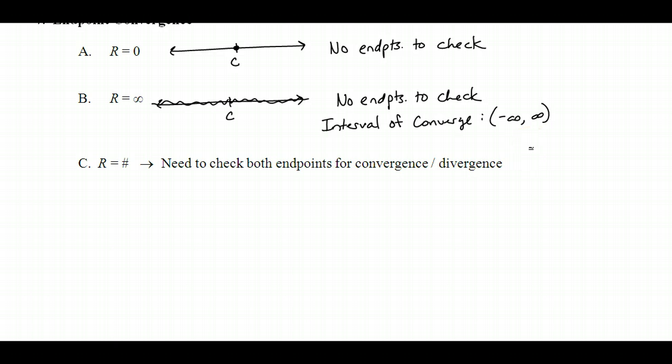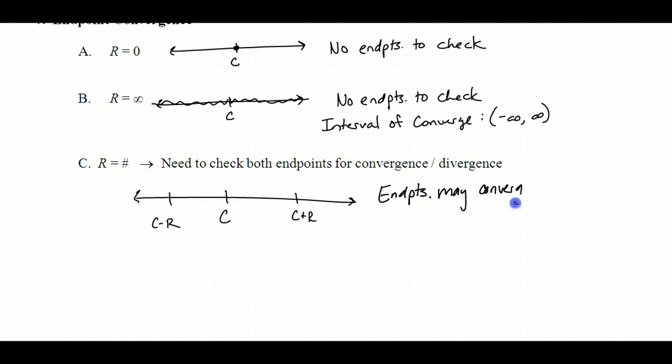And basically then you have 4 different things that could possibly happen. Because if you have one endpoint, here's my center minus the radius, and over here would be the center plus the radius. If the one on the left converges, it doesn't mean the right one is going to converge. Or if the left diverges, it doesn't mean the right one is going to diverge. So you have to check those two things separately. And so there are 4 situations, because this could converge or diverge, and this could converge or diverge. So let's write in here that endpoints may converge or diverge. You need to test both of them.